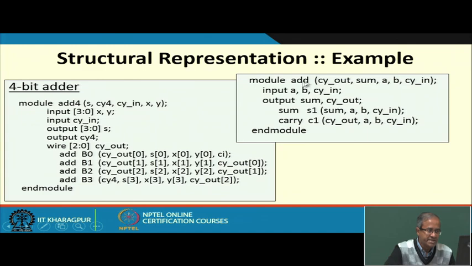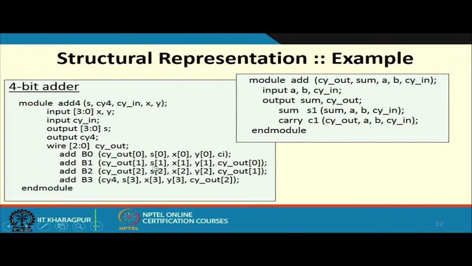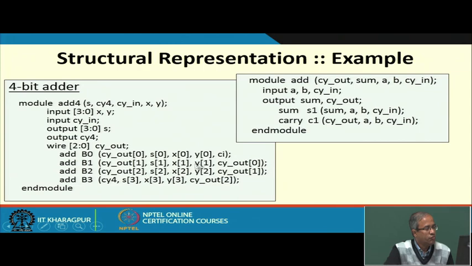So, you instantiate or you include 4 such add modules, and you see just by giving the variable names appropriately, you provide the interconnections, like the carry out of this B3 will be the input of this carry in of B2. Similarly, this will be connected here, this will be connected here. So, the connections you can specify by giving the names appropriately.